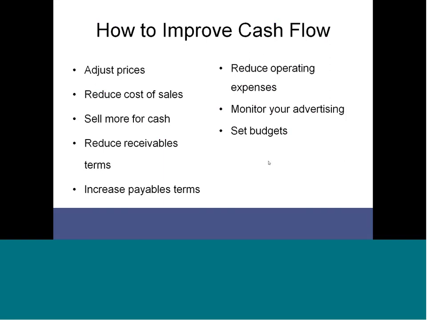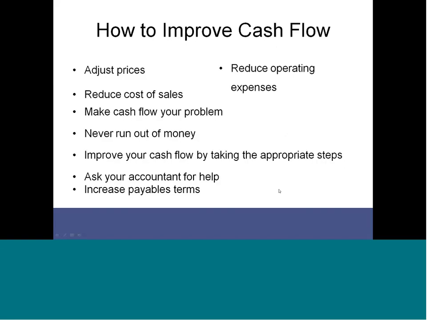Increase your payable terms. Maybe negotiate with your suppliers to, instead of paying cash for your inventory, give you 30 days. Manage your operating expenses. I think this is one of the things that you can have a direct impact on. If you're having a cash flow problem, go through every single expense and see if you can reduce it. Monitor your advertising. As a business owner, you need to know which of your advertising is really working. And if it's not working, you've got to make a decision about that. And set budgets for yourself and for your employees. It's going to really help you manage your business more effectively.